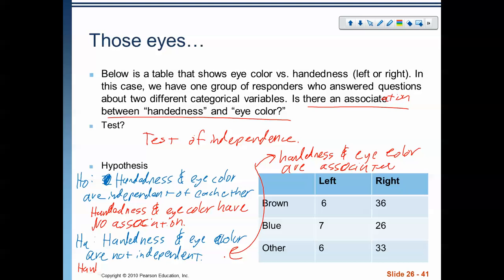So depending on the phrasing that you want to use, you just got to be very careful of how you write that null hypothesis. The null hypothesis is a statement that they are independent, which means they have no association. Your alternative is the statement that they are not independent, which means they have an association. Just be careful with your vocabulary. So there's the big H.